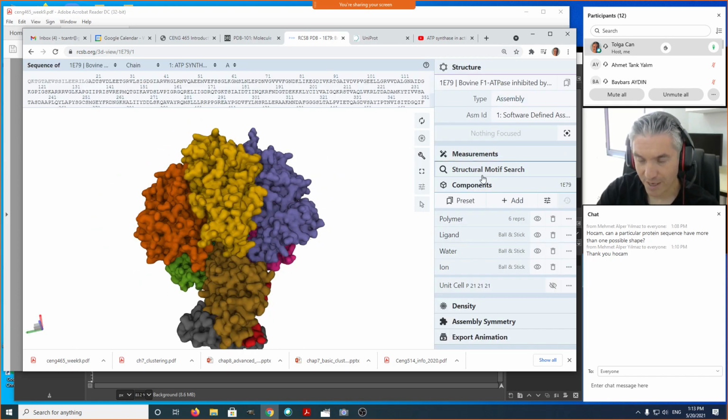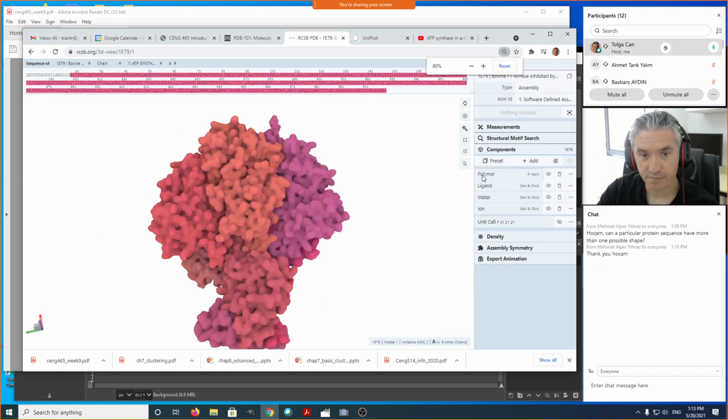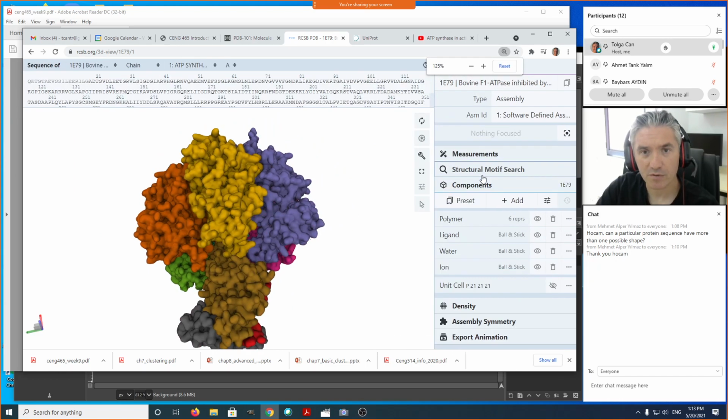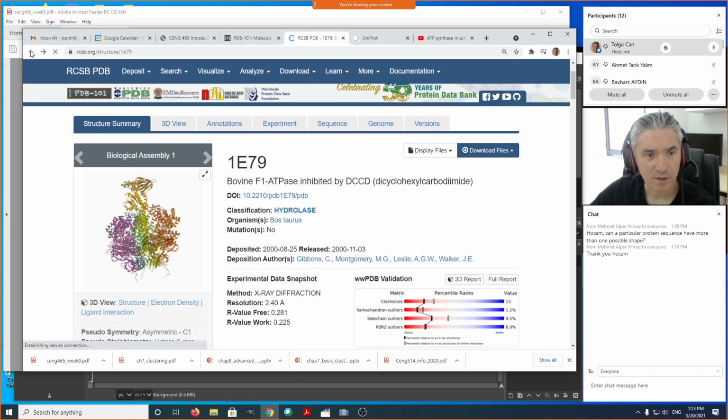Okay, let me zoom out again. Wow, zooming out. So let's go back to this one. The good thing is that you can download the structure. This is like a three-dimensional file, right? If you're using a three-dimensional model of something, you would want to get what is the Blender file, 3D Studio file, 3D Studio Max format.